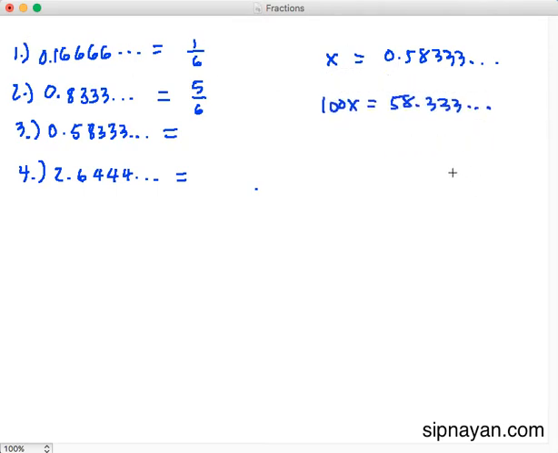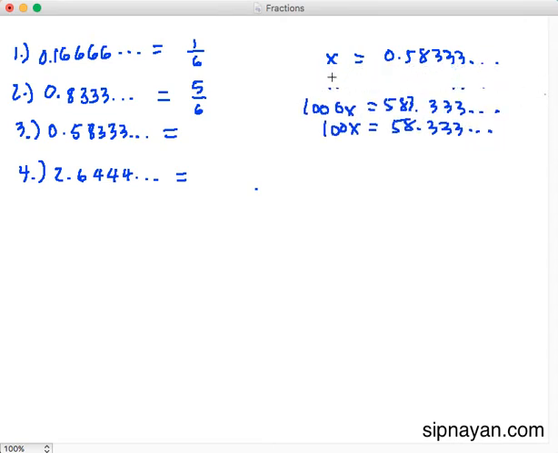Okay, so what else? Pwede tayo mag-1,000 kasi pag nag-1,000 tayo, 583.3333. So meron pa rin tayong 0.3333 and so on, no? So 1,000x equals 583.333 and so on, no? So pag nag-minus tayo, if we subtract, we have how much? We have 1,000x minus 100x. That's 900x.